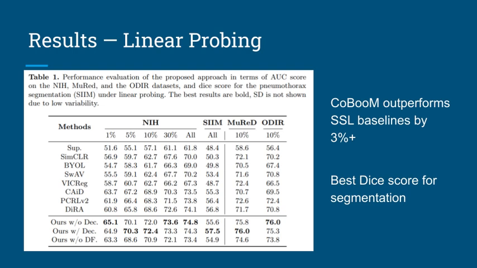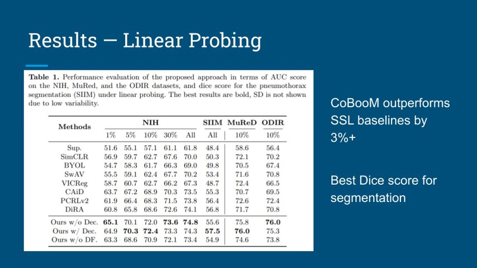Specifically, CoBooM achieved an average increase of 3% in AUC, which is area under the curve, scores on 3 widely used datasets: NIH ChestX-ray14, ODIR, which is ocular disease intelligent recognition, and MuReD, which is multi-resolution diabetic retinopathy. This demonstrates the model's superior ability to extract meaningful and transferable representations from unlabeled data for downstream classification tasks.